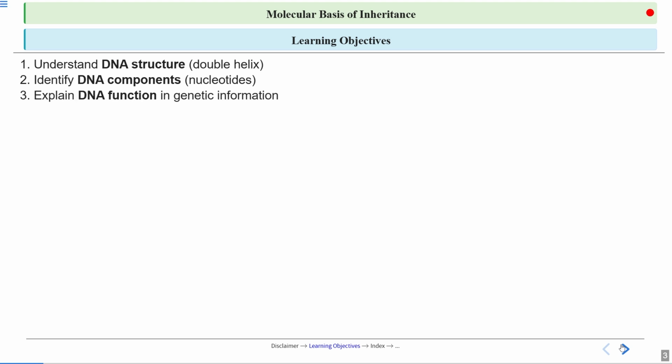Then we will explain the DNA function in genetic information. What is the function of our DNA when it's about genetic information? It's about passing genetic information from one progeny to another, the inheritance thing. So we will talk about the function of DNA in it. Then we will recognize the base pairing rule, like how A binds with T and how G is complementary to C and all those things.